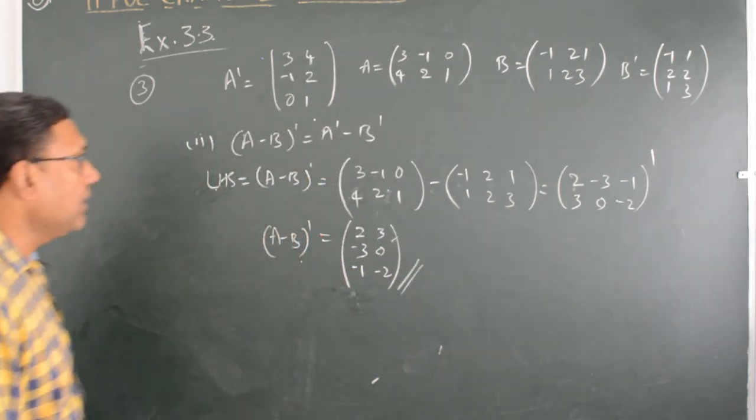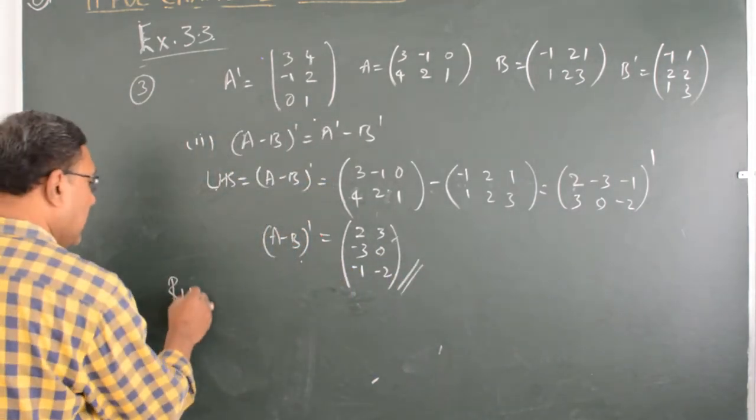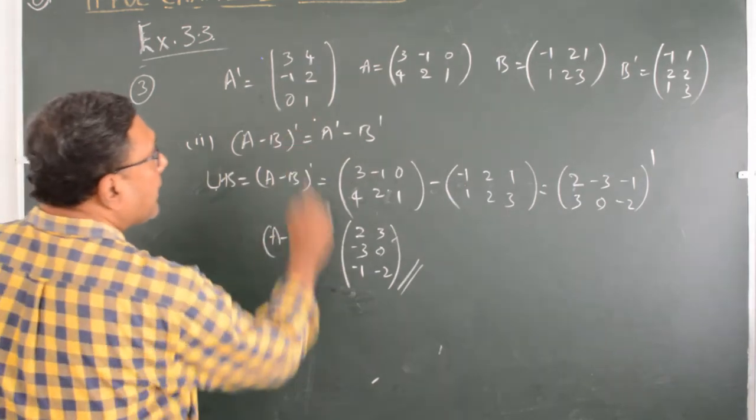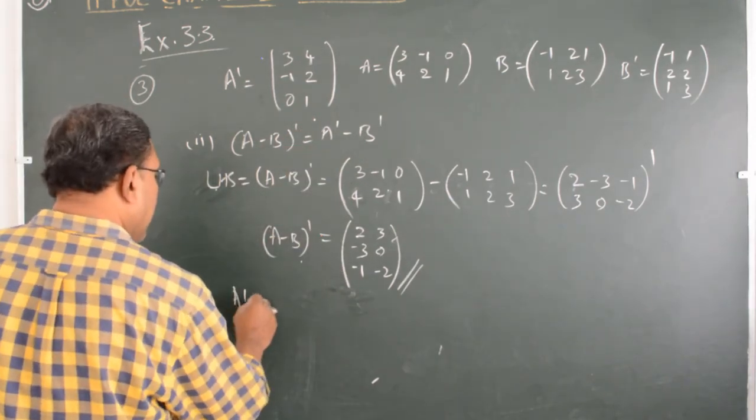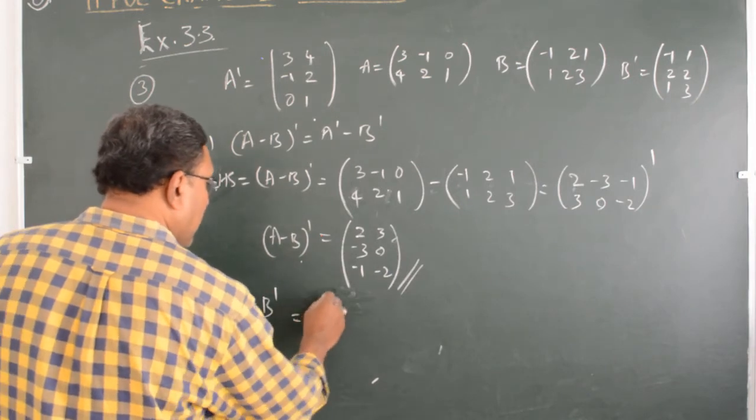We will check the RHS. We will remember this, and next let us see what is RHS. A transpose minus B transpose. Take A transpose.